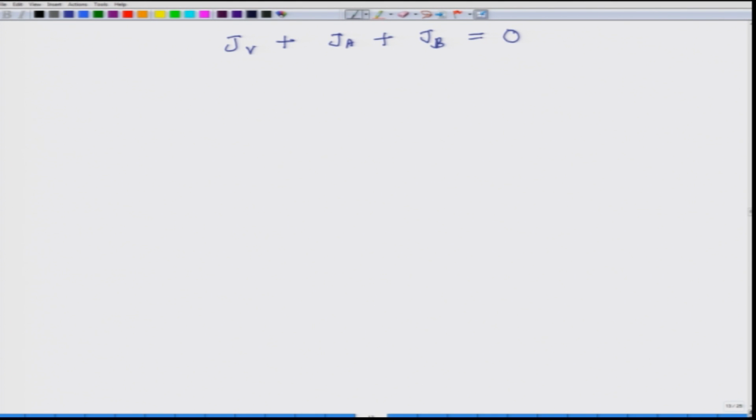So, JV plus JA plus JB is equal to 0, that is, the sum of all the fluxes must be equal to 0. What this is saying is that vacancy can be treated as one of the constituents as far as flux is concerned. So, the sum of all the fluxes of all the constituents must be equal to 0, otherwise it would be like you are creating some gap, vacancies will be created, as we will see.